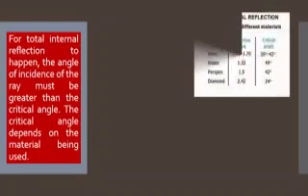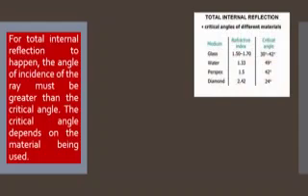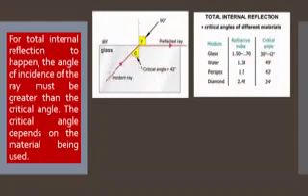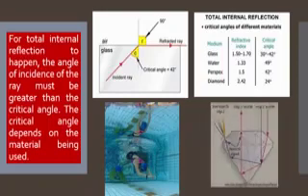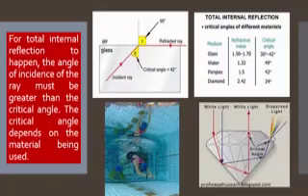For total internal reflection to happen, the angle of incidence of the ray must be greater than the critical angle. The critical angle depends on the material being used. For glass, it is about 42 degrees, though this depends on the composition of the glass. For water, the critical angle is greater, about 49 degrees. For diamond, the critical angle is small, about 25 degrees.